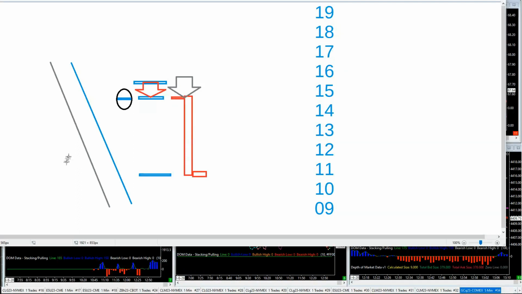If the market maker was doing something completely different and they were stacking the bid, you'd have to look at it and say, I don't actually know. Why would the market maker stack this bid? I don't get it. I don't understand. Perhaps it's a spoof. Perhaps they're stacking the bid because there's no sellers.